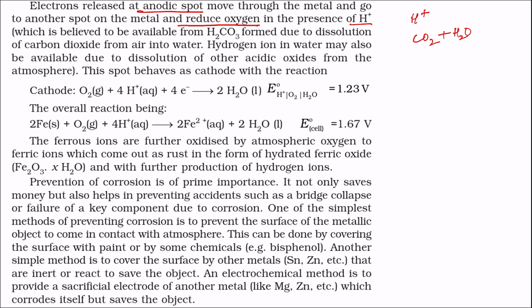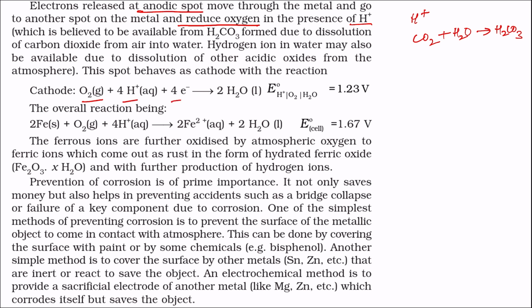So, the moisture in the atmosphere combines with carbon dioxide present in the atmosphere to give H2CO3, and this H2CO3 supplies H+ ions. There are other oxides also present in the atmosphere which form the respective acids. In the presence of H+ ions, these electrons will reduce the oxygen. Now, this spot starts behaving as the cathode, where the reduction of oxygen takes place. The reaction is oxygen plus H+ ions plus electrons forming H2O.